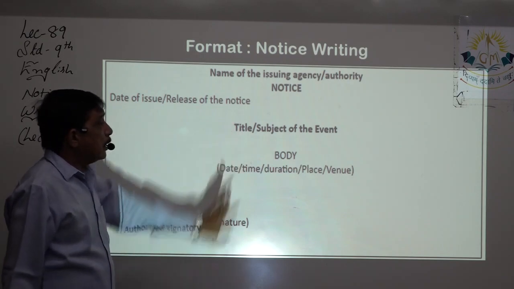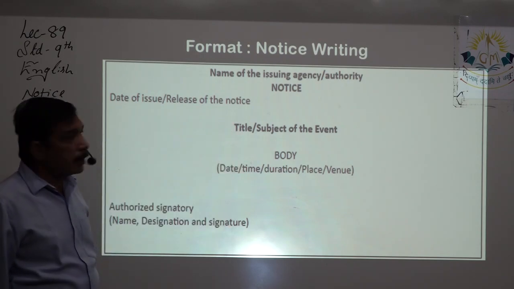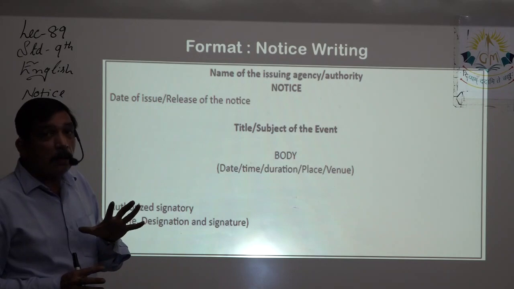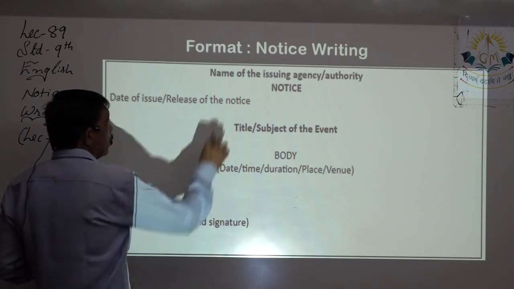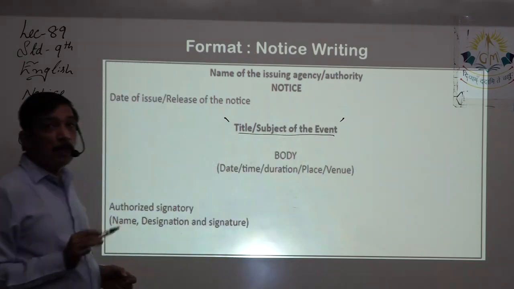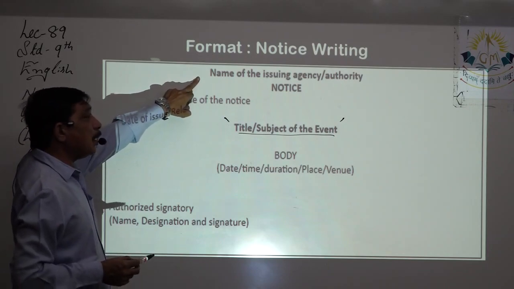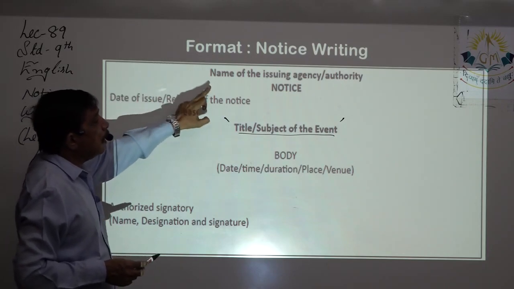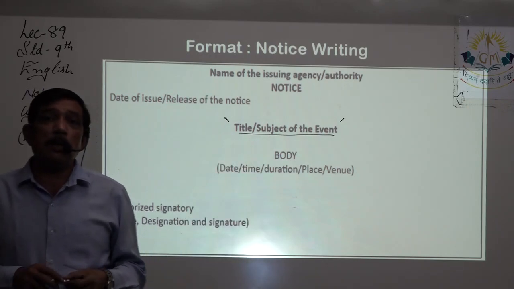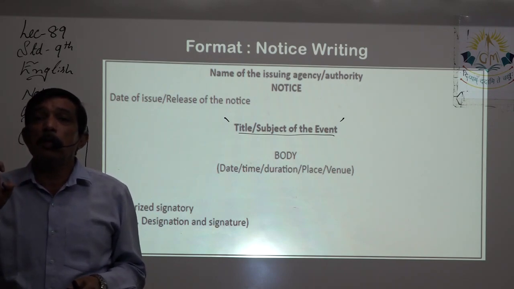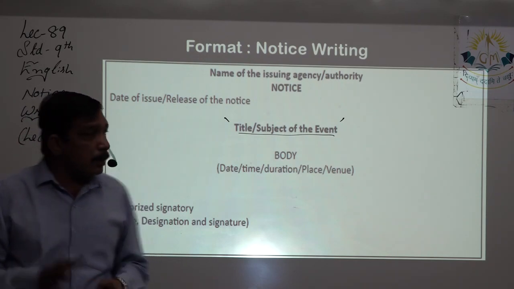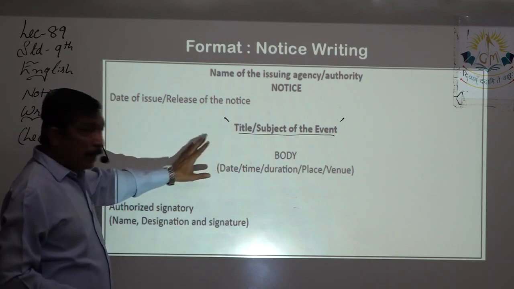Then again, title or subject of the event, that is the catchy title, it should be in the center. If necessary, you want a little bit more attraction towards it, then you can put a colon over here. You can even underline the event, but simple underline. There will be no underline for the name of the organization, no underline for notice, only the catchy title, because that is the thing that will attract the attention of the reader. So you can underline over there, and that underline should be done with a pencil, right? So next, leave a line.